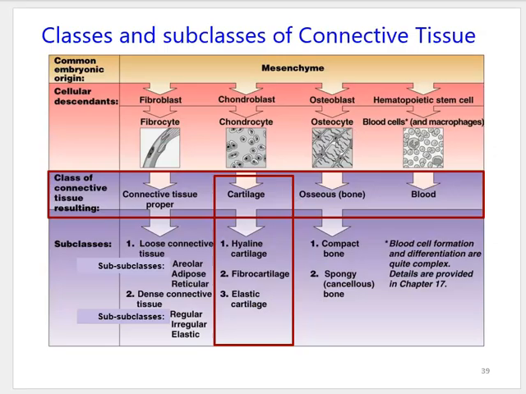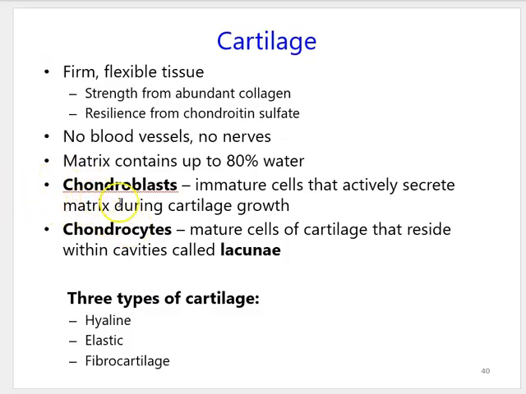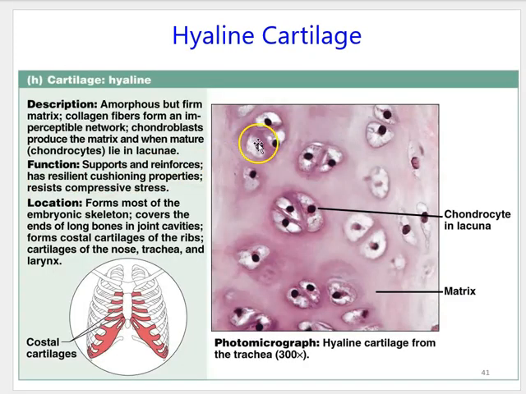Let's move on to cartilage. Cartilage has three subclasses: hyaline, fibrocartilage, and elastic cartilage. Cartilage has chondroblasts and chondrocytes, and the chondrocytes are what we will find in the lacunae. So let's look at hyaline cartilage. The first kind of cartilage is hyaline cartilage, which has lacunae with chondrocytes in them, and those would have nuclei. That's how you can tell what you're looking at.